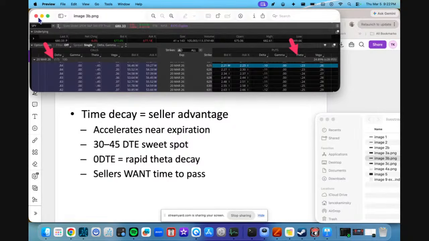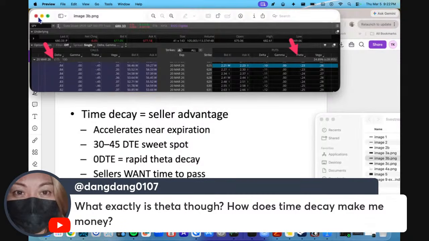Yep. See, another question came up. What exactly is theta though? And how does time decay make me money? Yeah, that's a good question because normally when you're buying options, time decay is a bad thing, right? Yeah, because if you bought an option like that, let's say I bought a 625 put and it's not moving, it's going to be down $23 the next day. So even if nothing happens with the position, you lost $23 because the actual option premium will go down that much. So this theta number is the amount of dollars that the premium would go down.